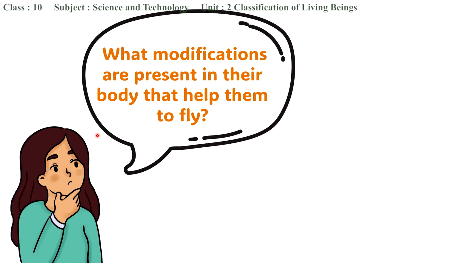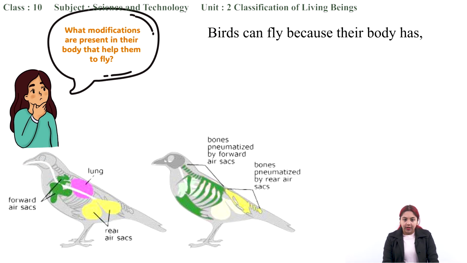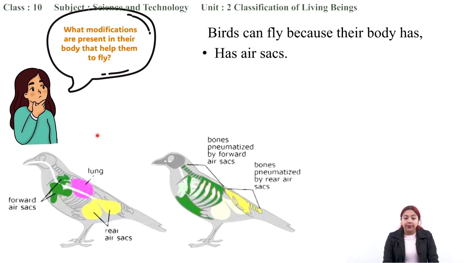Now we all know that most of the Aves can fly. So do you guys know any modification in their body that helps them to fly? Birds can fly because their body has air sacs. You can see that this green structure and this yellow structure are the air sacs. These air sacs serve as an internal compartment that holds the air.